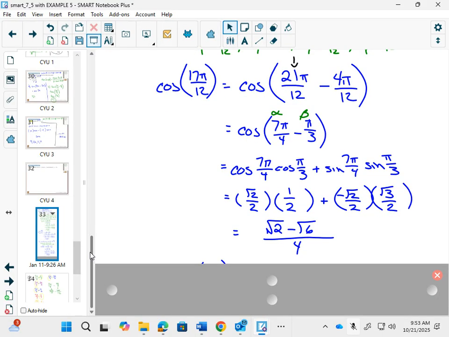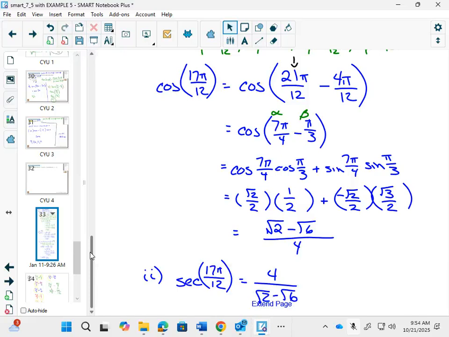Sometimes on the final exam they have a part B to a question like this. Part A, they say calculate cos of 17 pi over 12. And then in part B, they say calculate secant of 17 pi over 12. So if you knew cos of 17 pi over 12 was this, then secant of 17 pi over 12 would just be the flip. And you just need to flip your answer.